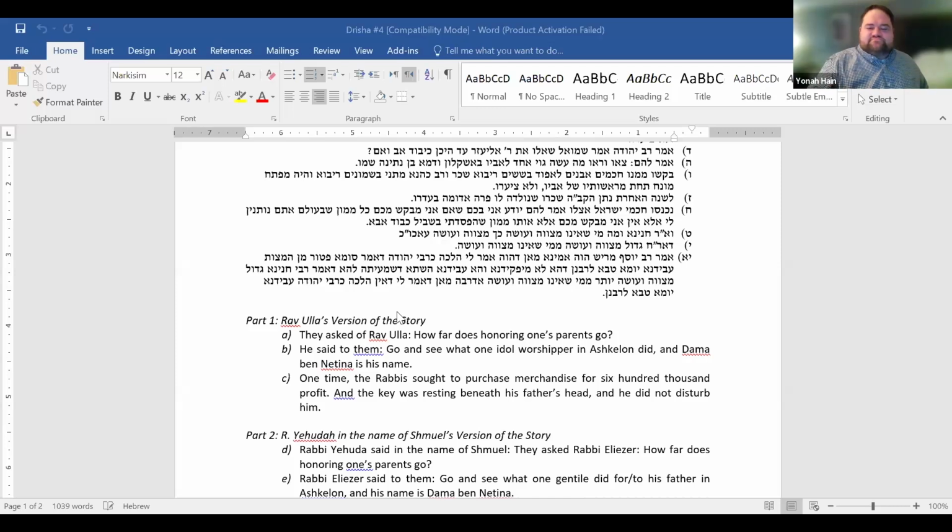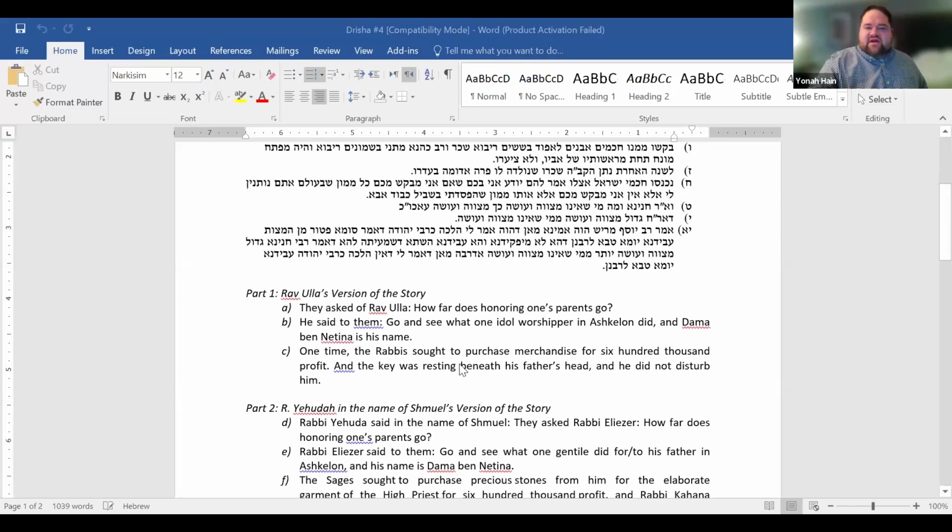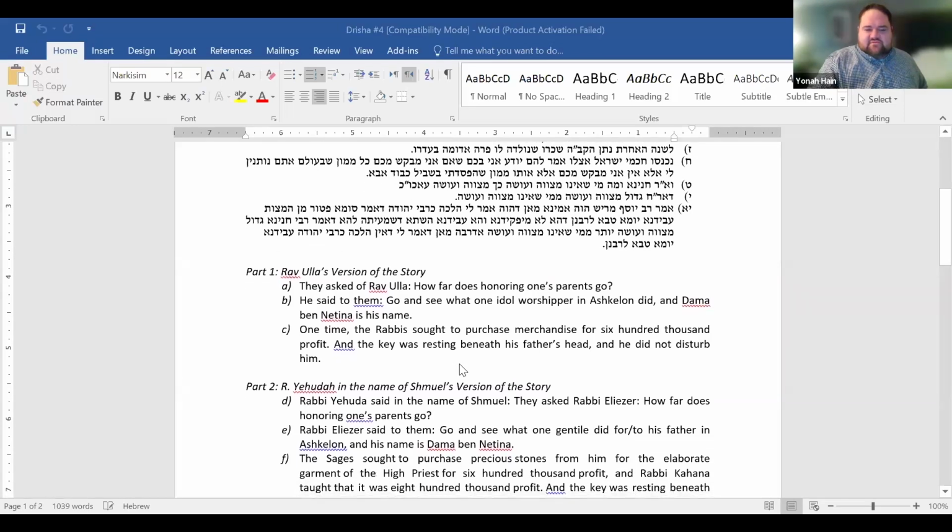The sages came and asked to purchase avanim le'ephod b'shishim ribo schar, stones in order to make some of the priestly garments. And this would have resulted in a 600,000 profit. V'Rav Kahana matni b'shmonim ribo, and some say it was even more. And that key was under Dad's resting head, below Tziaro. And Dama ben Netina did not wake him.